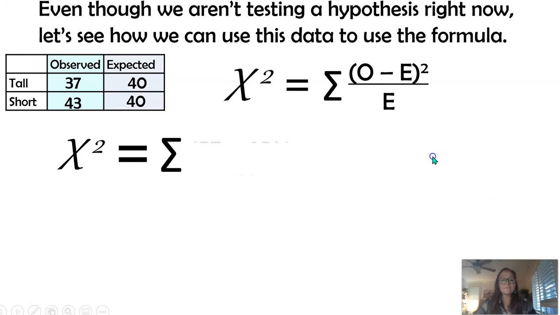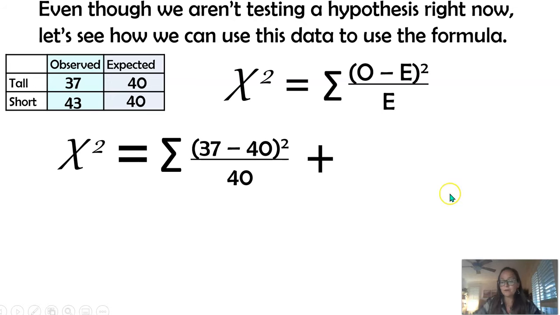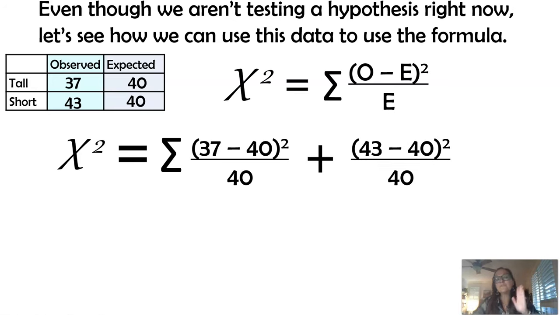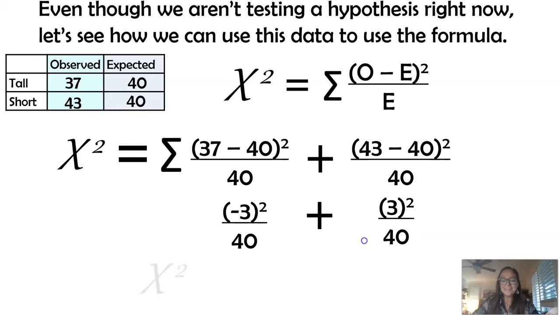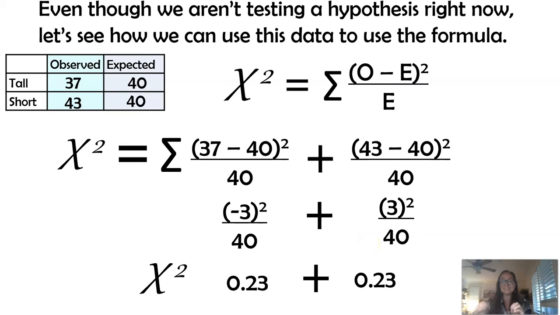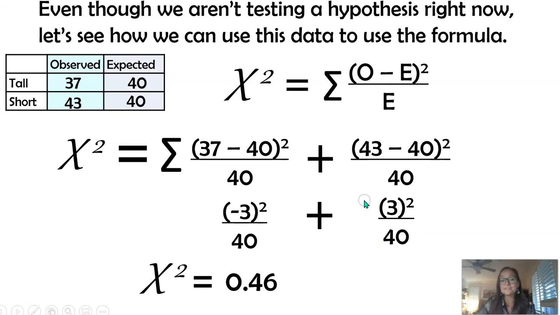So we have two phenotypes we're really looking at. We have tall and short. So our first one, we have the tall phenotype. Our observed is 37 minus the 40 that we expected, squared, divided by 40. But we also have the short phenotype. So here you have your 43 short minus the 40 we expected, squared, divided by your expected, right? So here we end up finding that our chi-squared value when we add these together is actually 0.46.